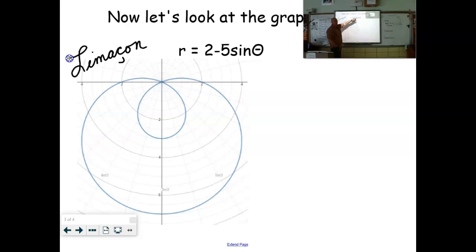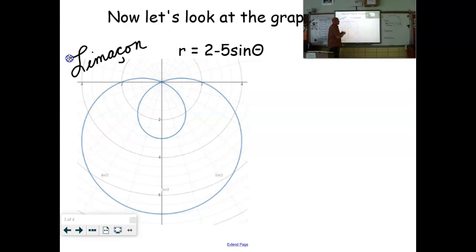If you add the 2 and the 5, their absolute value, 7, that's how far out it comes. So this is 7 right here. If you subtract those, 5 minus 2, that's 3. That's the distance of the inner loop from the pole out. And then this first value here, 2, is where it crosses the non-symmetric axis here and here. So those are some things we did from yesterday's notes.